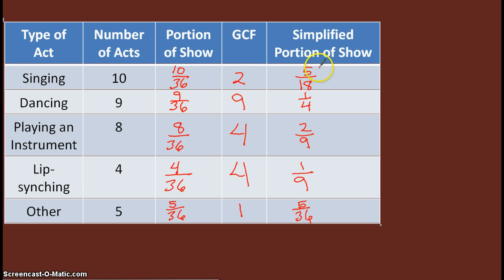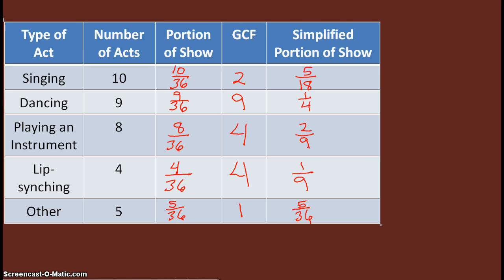Now, if all I had to go by were these fractions here, 5/18, 1/4, 2/9, 1/9, and 5 over 36, it would probably be to my benefit to try to come up with equivalent fractions so that they all had the same denominator, 36, and order them that way. Since I have these fractions here all with the same denominator that serve as a good example for how easy that makes ordering fractions, I'll just leave it at that.